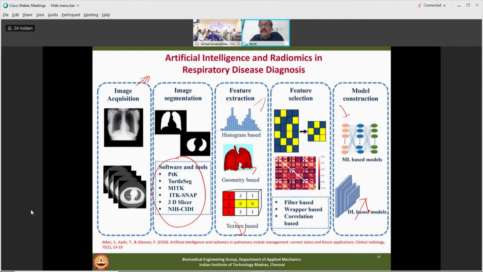This seems to be a potential area of research, especially if you take deep learning methods. Even with limited data sets, people are making progress, so that you can extract useful information and biomarkers from the imaging.